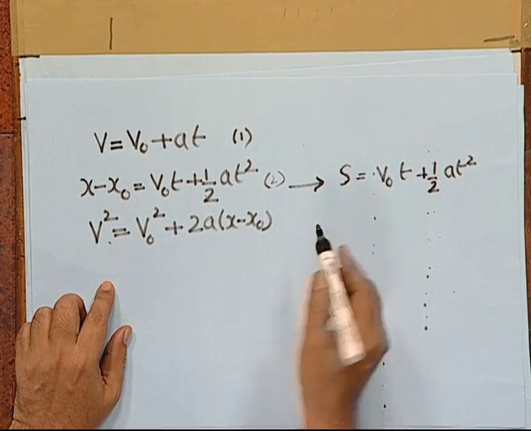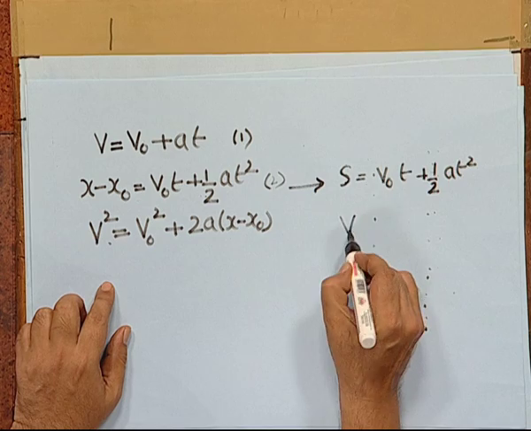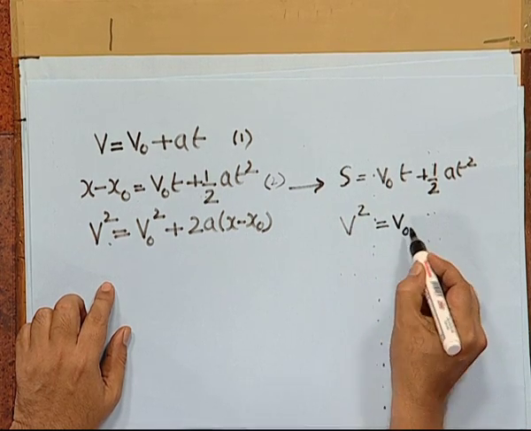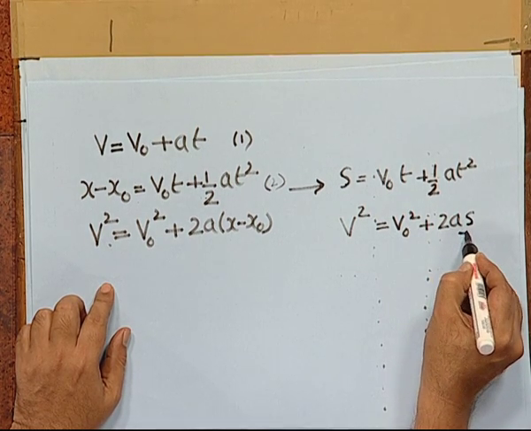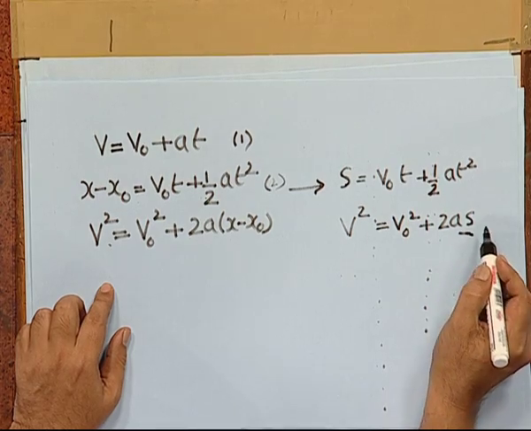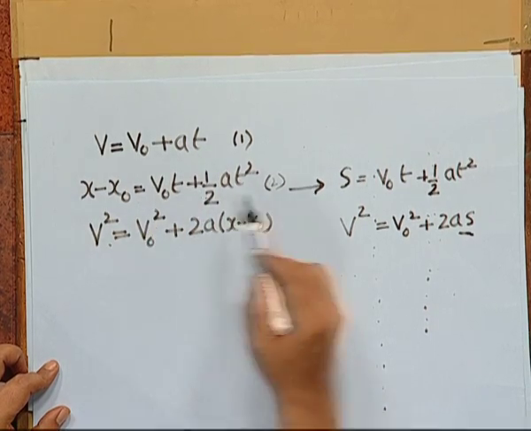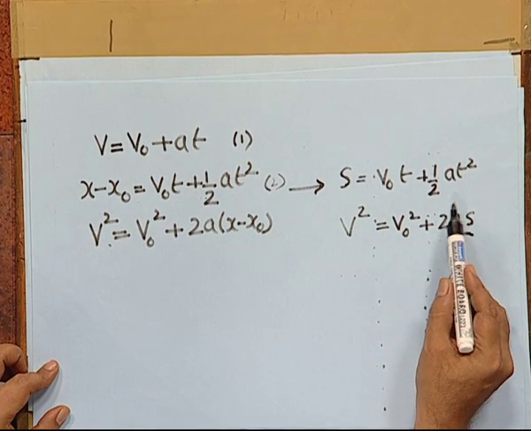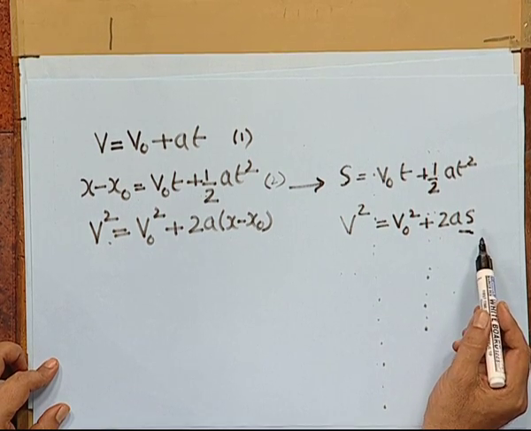Again, in the modified form where x minus x naught is represented as s, it becomes v squared equal to v naught squared plus 2 times a into displacement, where s refers to x minus x naught, which is the displacement. The kinematic equations for constant acceleration are v equals v naught plus a t, s is equal to v naught t plus half a t squared, and v squared is equal to v naught squared plus 2 a s. We will see the applications of these equations of motion in one dimension in the next class.